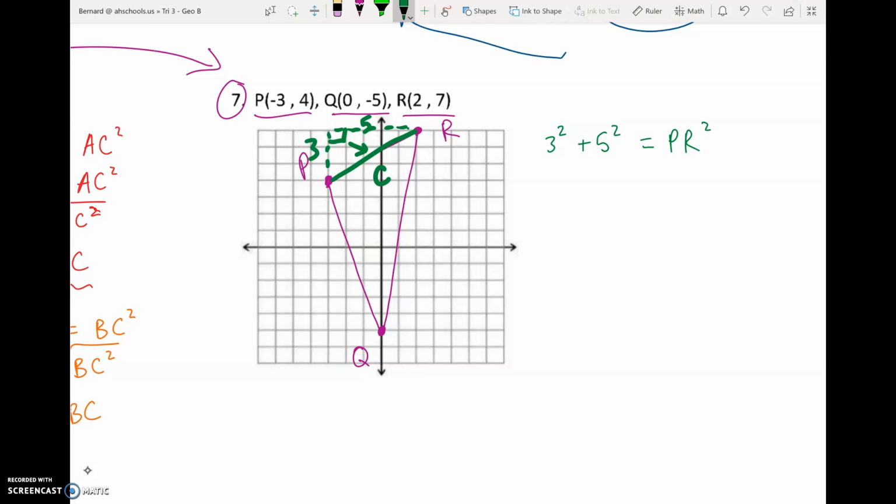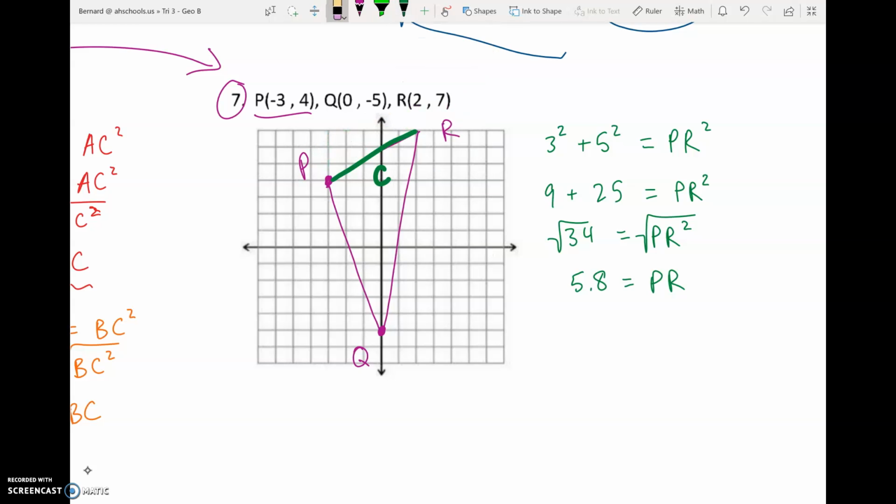So let's figure this out quickly. 3 squared is 9, 5 squared is 25. That equals PR squared. Add those together, that's 34. That equals PR squared. And then as always, we want to take the square root. And so our side PR is whatever the square root of 34 is, which is 5.8. Perfect. So I am going to erase all that mess and just remind us that everything we did there tells us that this side is 5.8 units long.